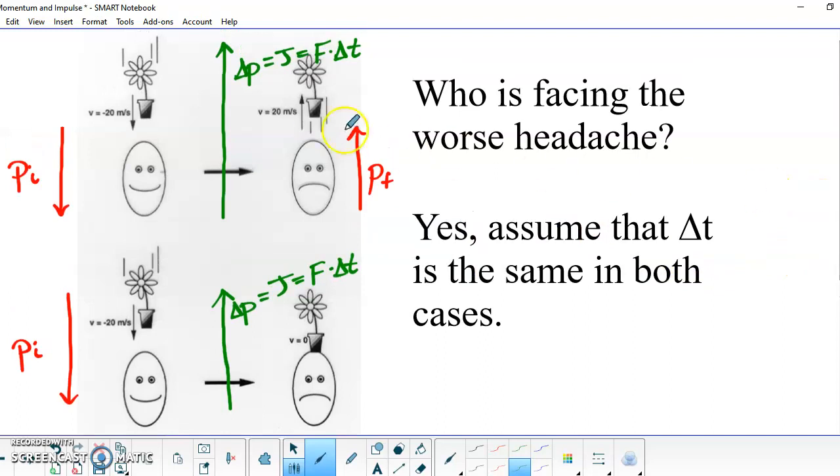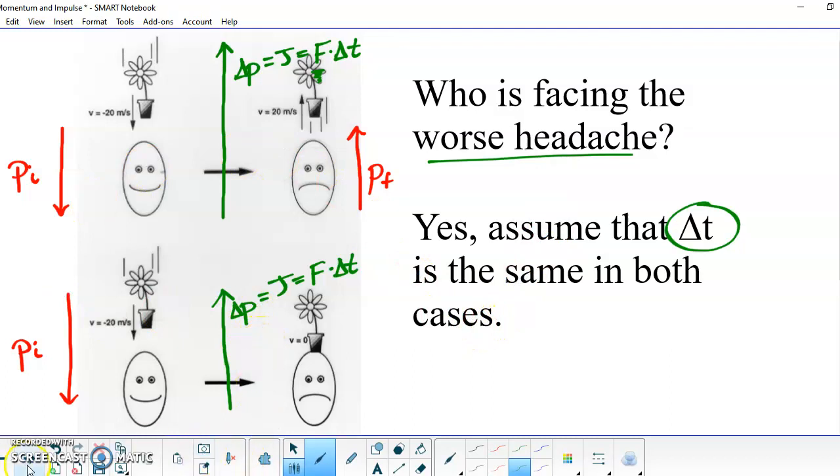Well, if I have a greater impulse up here, twice as large, and it's the same amount of time that the pot's interacting with both heads, this must have twice as big of a force, which would be the one that would hurt worse. And that's your answer there and how to think through it.